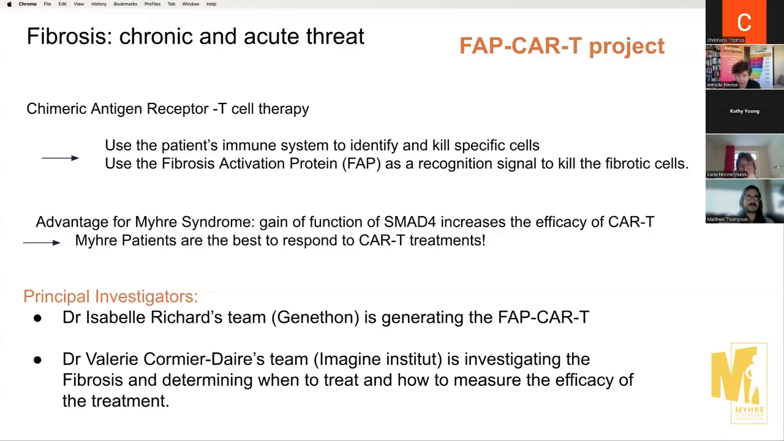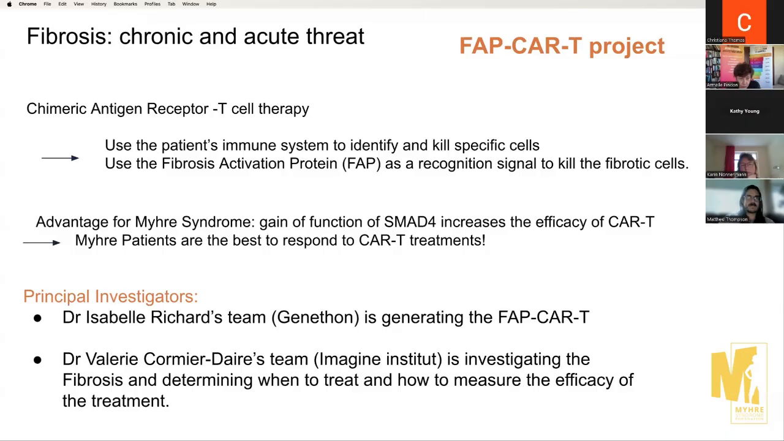One big advantage for Myhre syndrome is that they noticed, and when I say they, I mean the company that developed the CAR-T, or the scientists developing this technology, they realized that if you increase SMAD4 efficacy, so function, you will improve the efficacy of CAR-T treatments. So for our patients, for once, having a gain of function of SMAD4 is playing in your favor. Myhre patients should theoretically respond really well to CAR-T treatments.